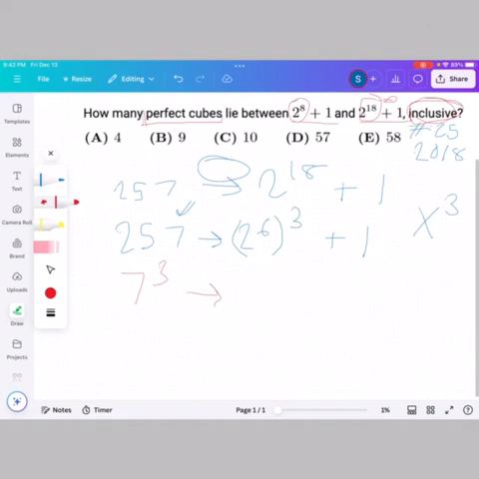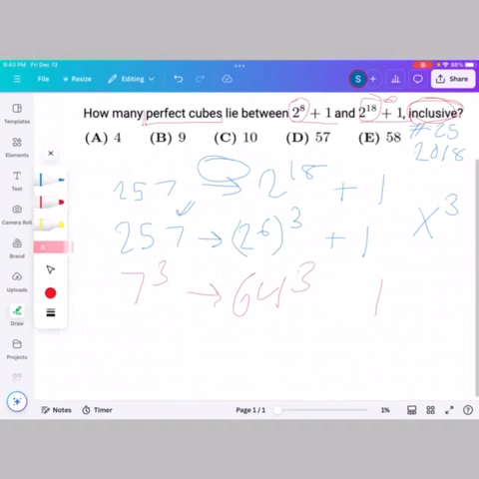What is 2 to the power of 6? Okay, well, let's start counting. 2 to the power of 1, 2 times 2, 4, 8, 16, 32, 64. That's going to be 64. We don't need the parentheses, actually. 64 cubed plus 1. And we can disregard the plus 1 for now because we don't really need it since we're calculating the perfect cubes.